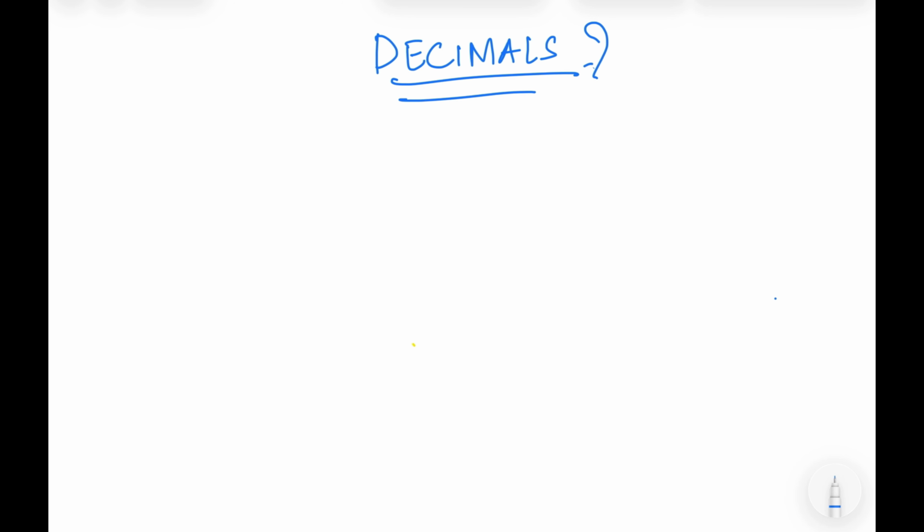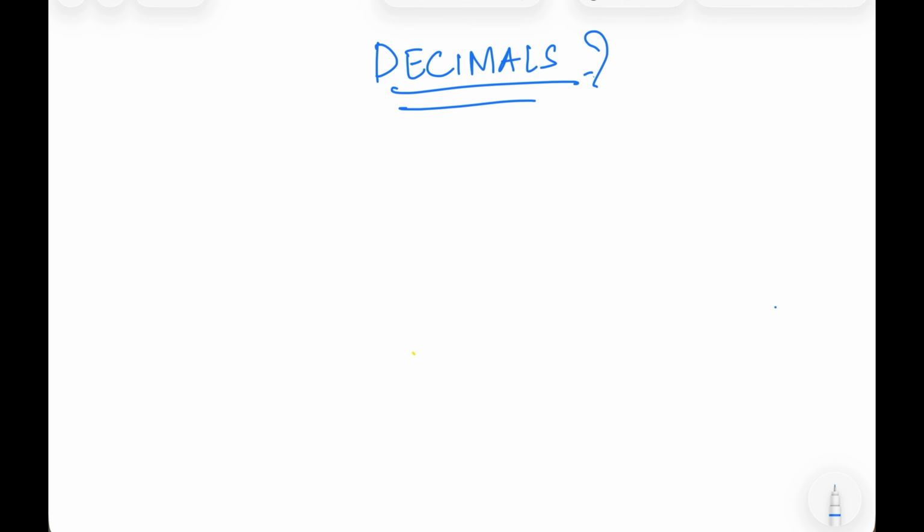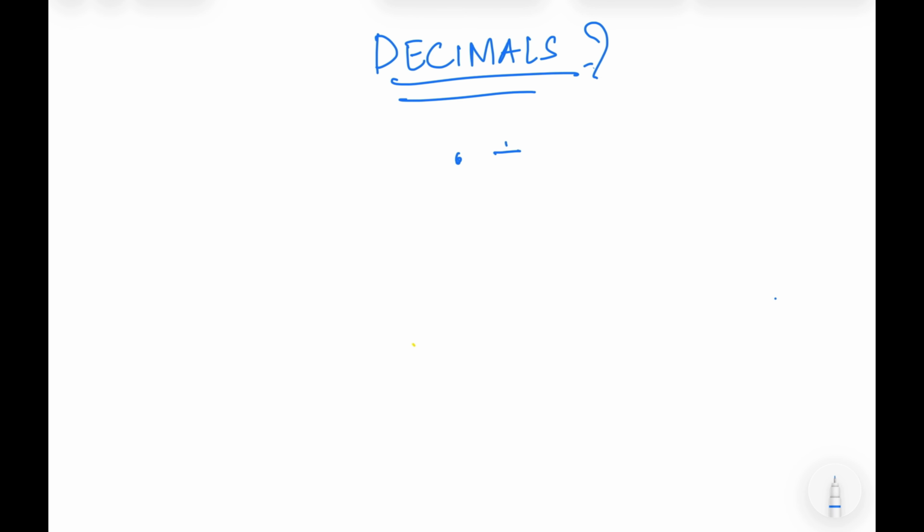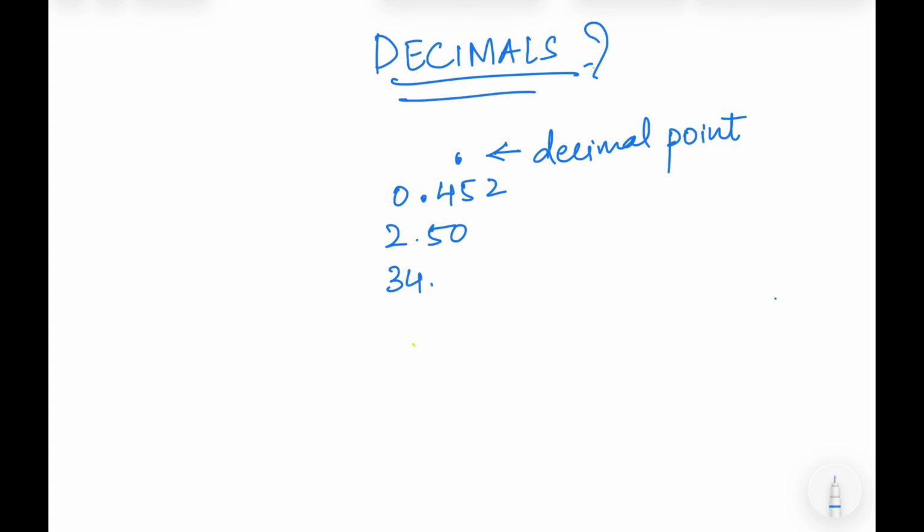So first, as I told you, whenever we start a topic, we first look at the word. What is decimals? Now, as we understand, decimals are numbers in which there is a decimal point. This is a decimal point. Decimals are also numbers, but there is a point in between them. So decimals are numbers which have a decimal point in between them. For example, 0.452, 2.50, 34.549 and many more. These are just a few examples of decimals. There can be many numbers.